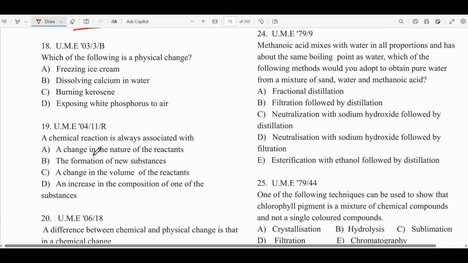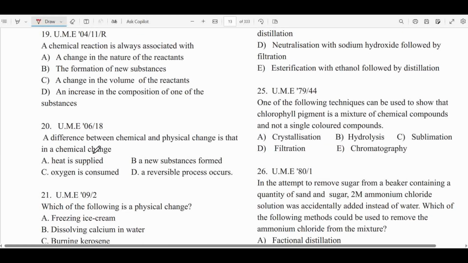Now let's go to the next question. Which of the following is a physical change? Freezing of ice cream is a physical change. Dissolving calcium in water? No, it's not. Burning kerosene, this is a chemical change. Exposing white phosphorus to air, of course, this will also be a chemical change. So the right answer to this question will be freezing of ice cream.